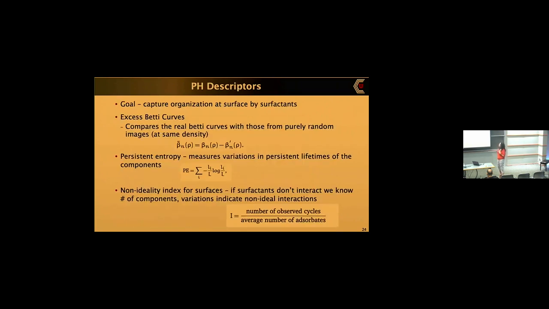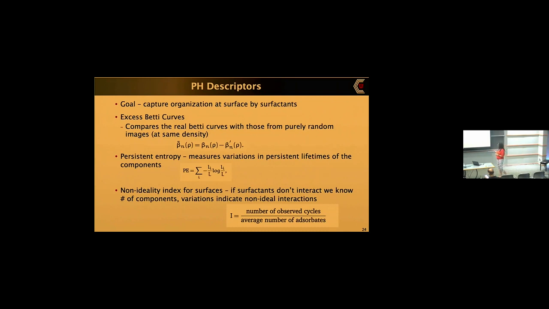And we can develop descriptors that are correlated and actually have very nice tendencies towards macroscopic information of these interfaces. For example, we can look at what's called the persistent entropy, which measures the variations in the lifetimes of these bars in the barcode representation.